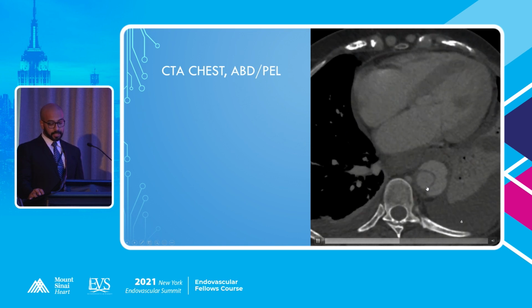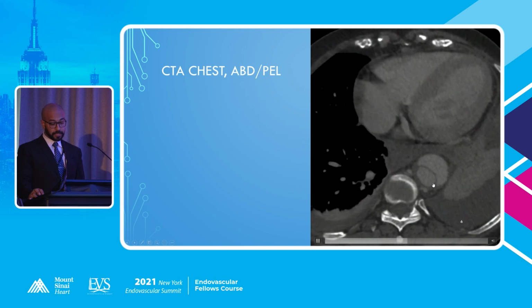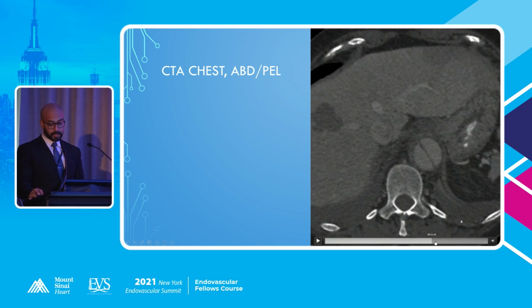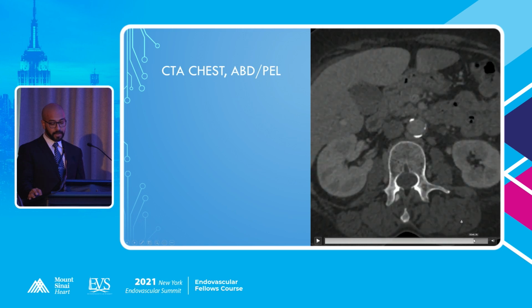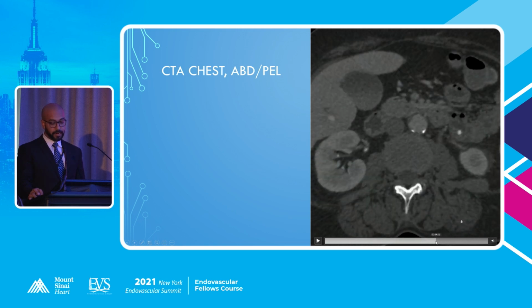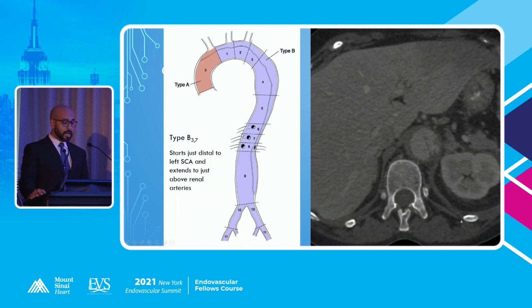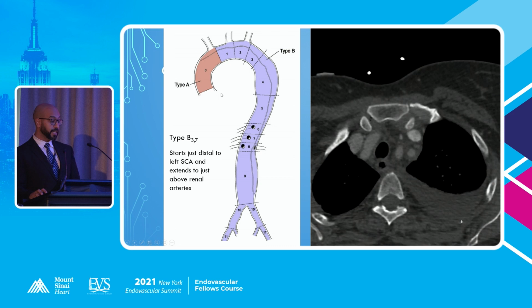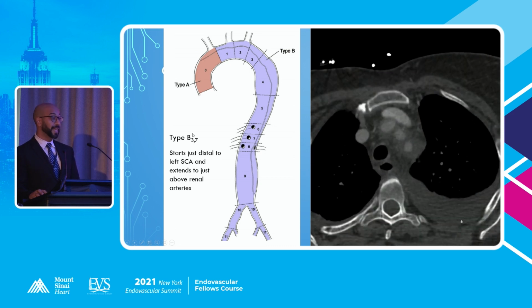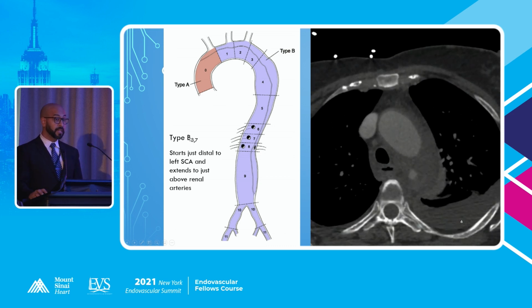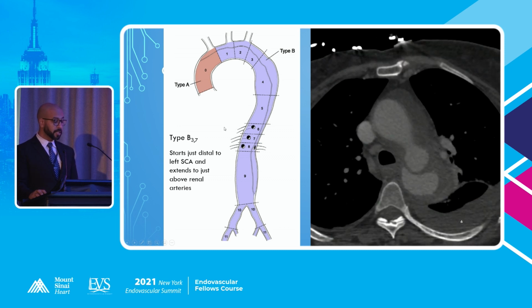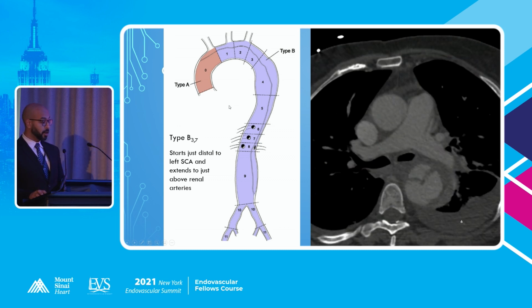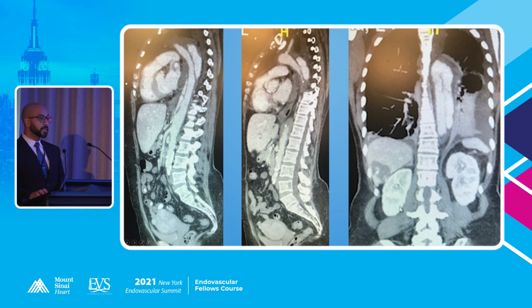And so this continues. You can see multiple fenestrations here. And I'm going to fast forward just a little bit down here, and right around the renal vessels is where everything turns back into true lumen. And so according to the STS SVS classification system, this is categorized as a type B3, 3 for the location of the entry tear and 7 for the location of the exit site. And so this starts in 3 just distal to the left subclavian artery and extends to just above the renal vessels. You can see here on multiplanar images the multiple fenestration flaps within this dissection.